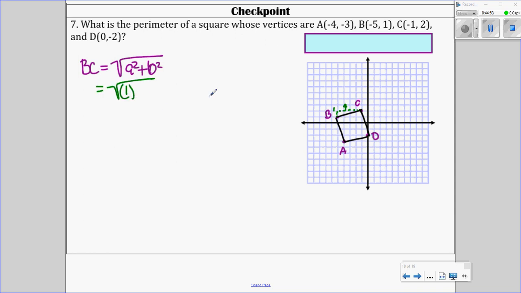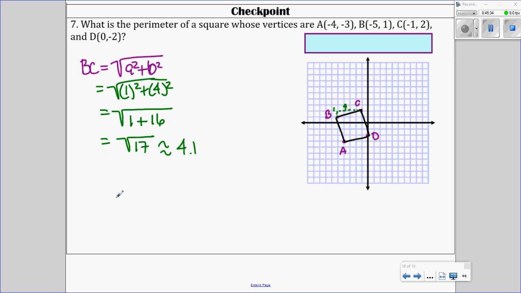It doesn't matter which one is a or b. Just don't use one of them twice. Bring down that radical symbol. Simplify underneath the radical. All right, so then BC is square root of 17. They didn't say anything about rounding to the nearest whatever, so I'm going to just round it because I'd rather have a decimal to deal with in this problem. So square root of 17 gives me approximately 4.1.